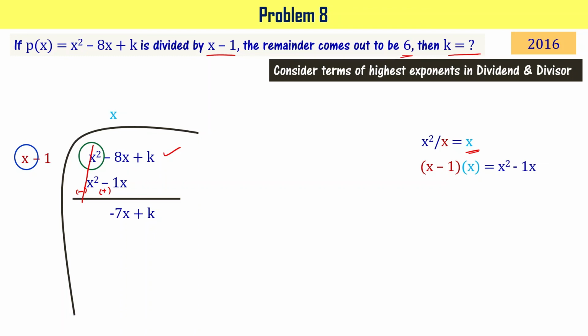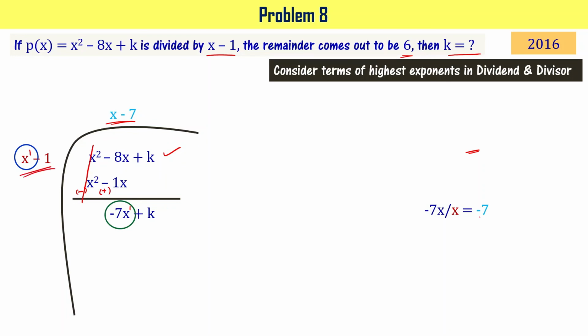This is the answer here. Now you see, this has got exponent 1 and this also has got exponent 1. It means we can further divide, right? For that, we are going to consider the terms of highest exponents now. That is minus 7x here and x. Let's divide that such that you get the answer as minus 7, which means you now have the quotient as x minus 7. Now we have to multiply x minus 1 with this minus 7. When you do that, you get the answer as minus 7x plus 7, right?